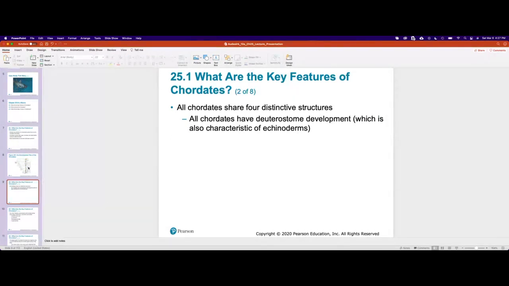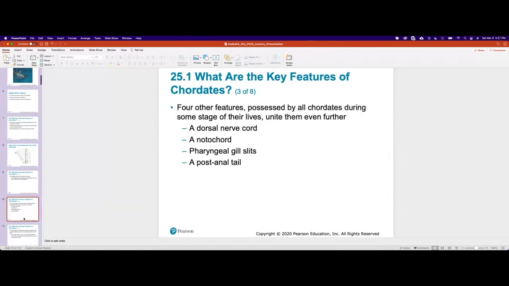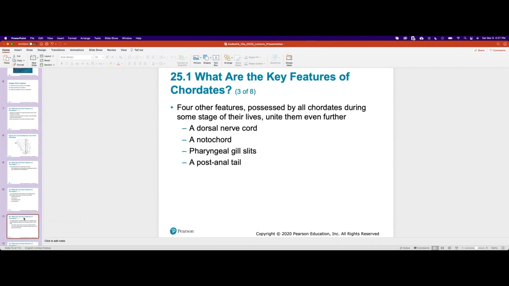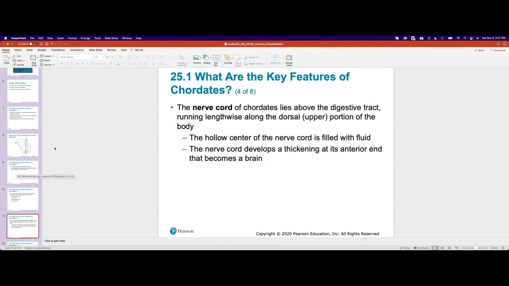But anyway, chordates, deuterostomes. And here are the four features of the chordates: postanal tail, pharyngeal gill slits, a notochord, and a dorsal nerve cord. And if you're thinking, I don't think I have any of those, we'll get into that. So the nerve cord of chordates lies above the digestive tract, and it runs lengthwise along the dorsal portion, the upper portion of the body.